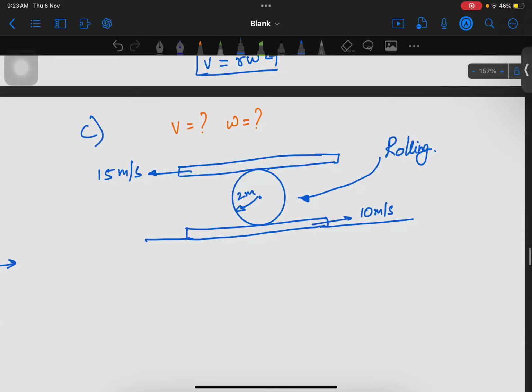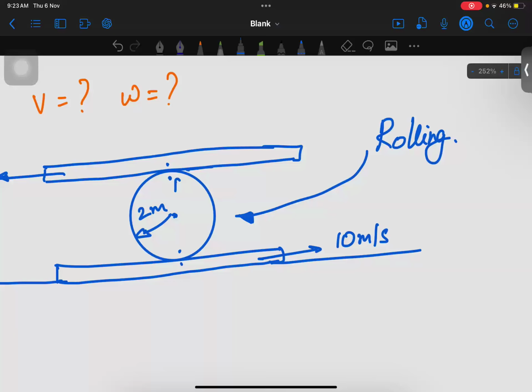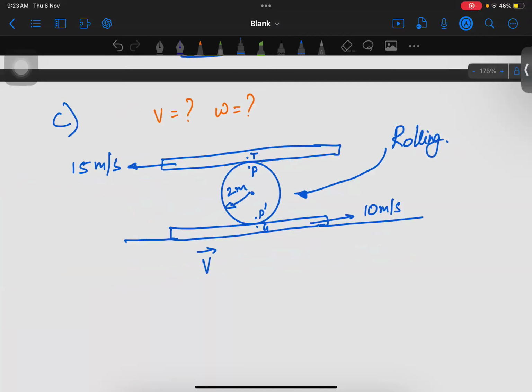Okay. So therefore, again, let's apply the rolling constraint at the top as well as at the bottom. So over here, we can write that this is the P point, and let's call this the T point. Over here, this is the P dash, and the G point. So therefore, the velocity of T must be equal to the velocity of P. Velocity of T is which way? We'll have to make some assumptions about this omega, right? Let the omega be clockwise. Let the velocity of the center be to the right side. And we are taking this direction to be positive, positive x-axis. Fine.